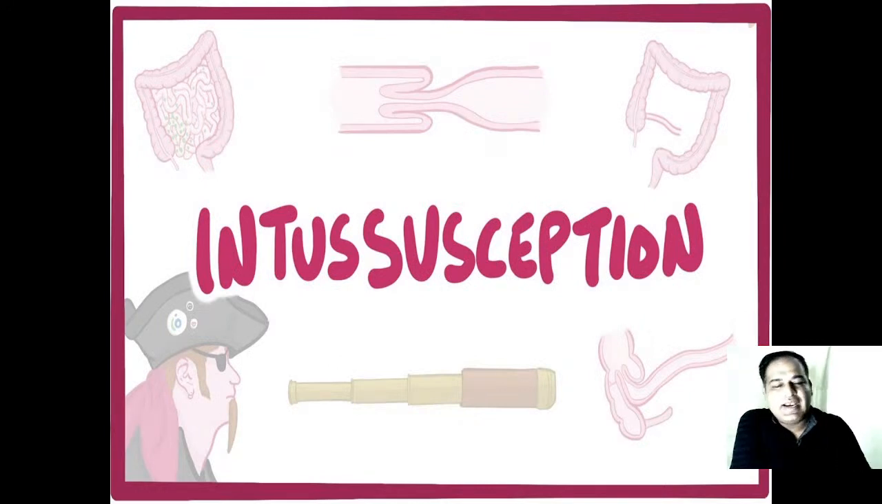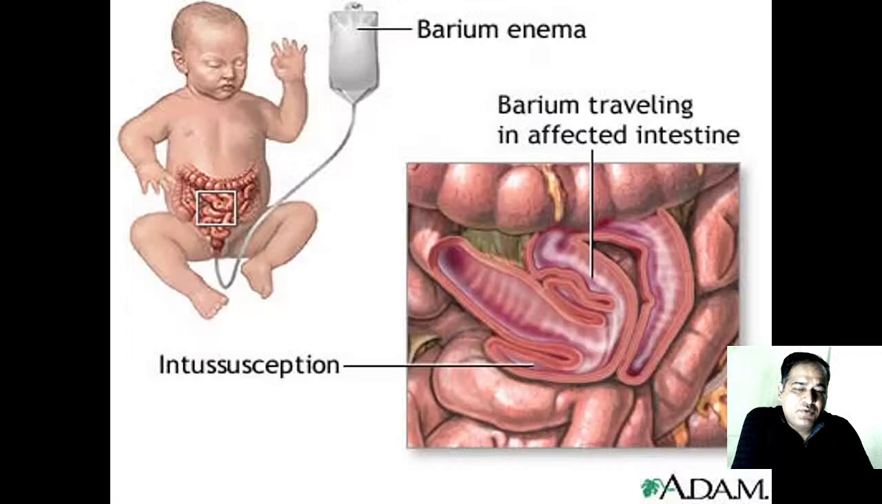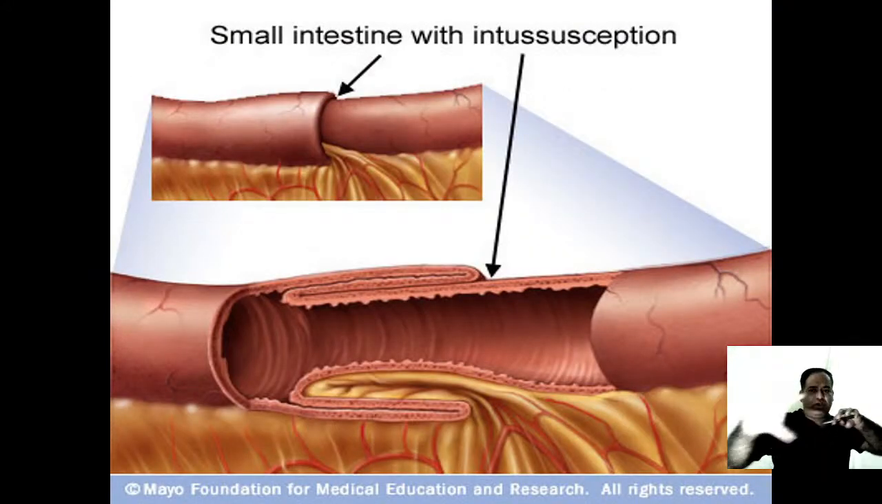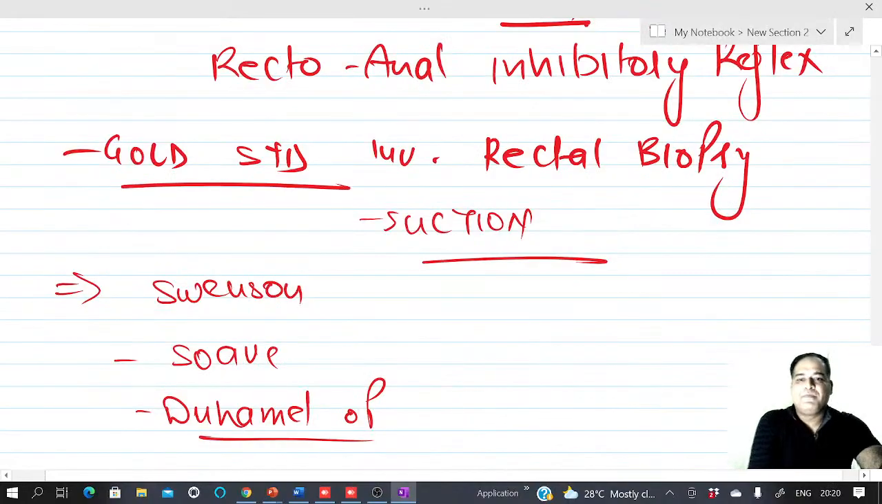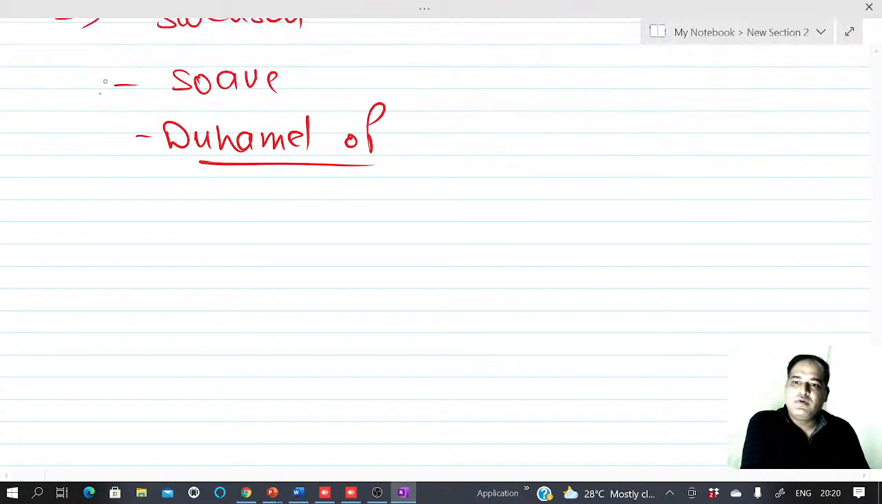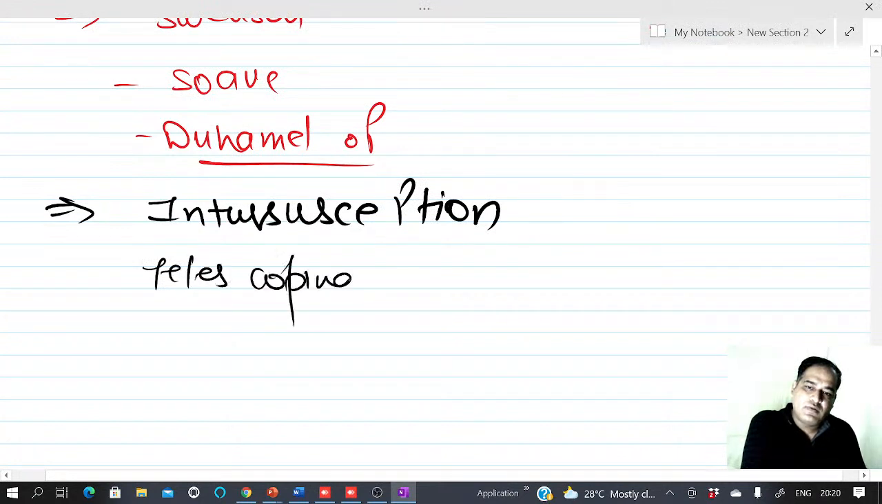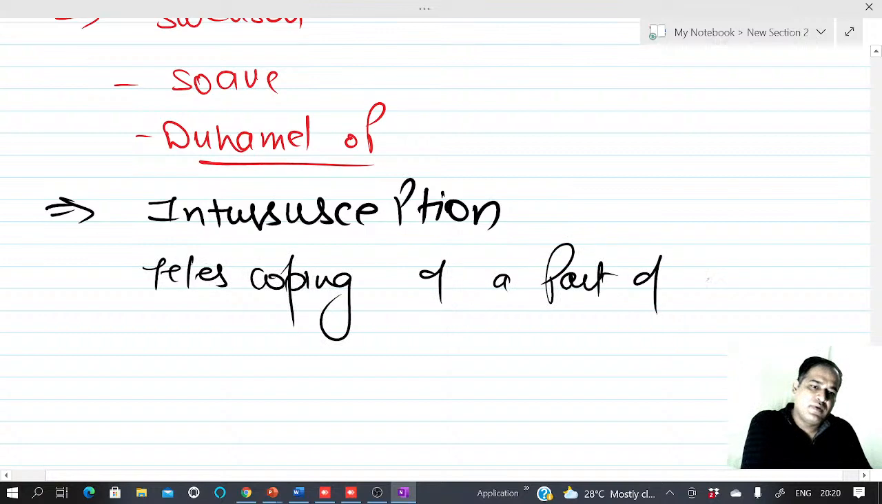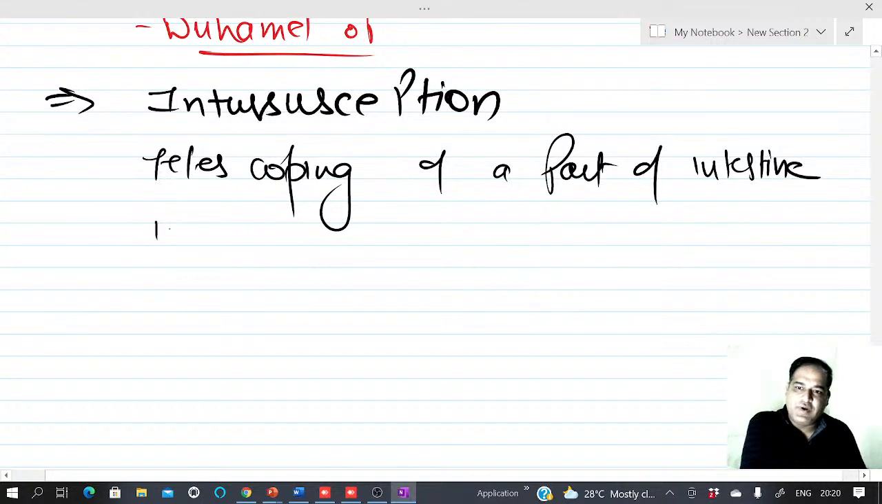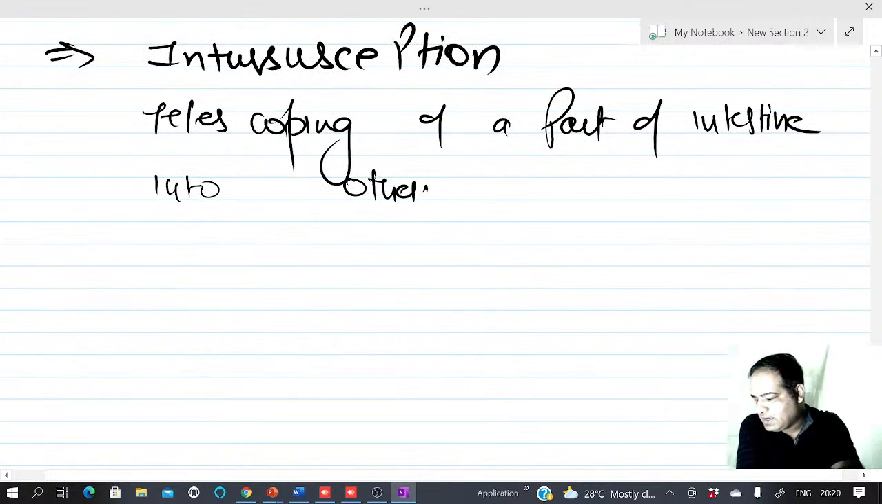Now we move to the next topic, intussusception. Fine. I want you to make note of this. So what is intussusception? Telescoping of one part of the intestine into the other. Make no mistake, because there are common points of confusion there. Telescoping of a part of the intestine into the other.